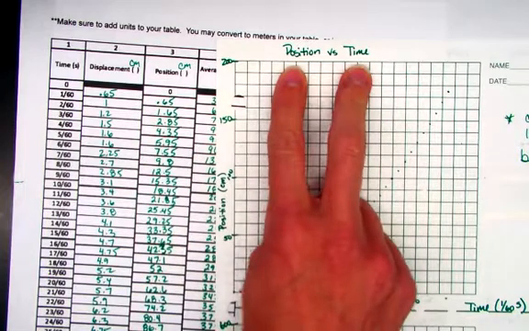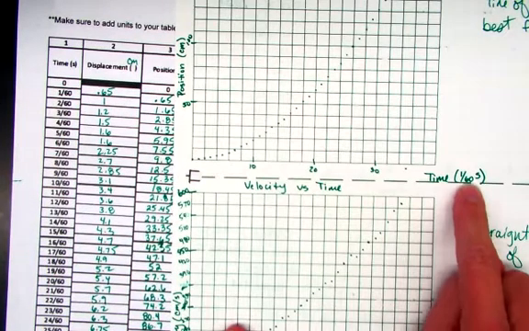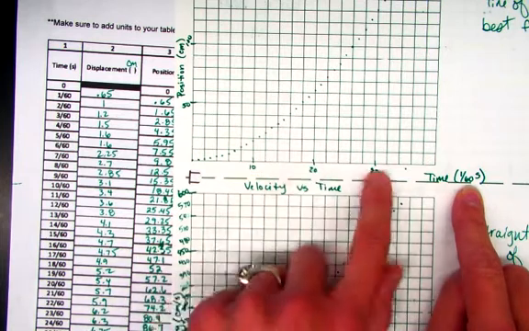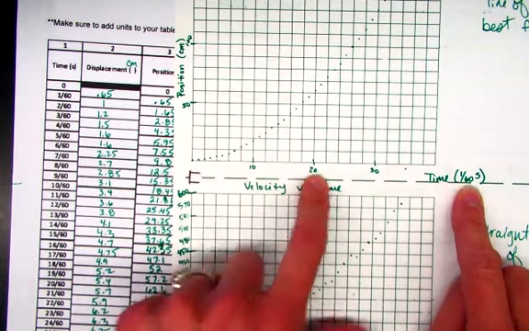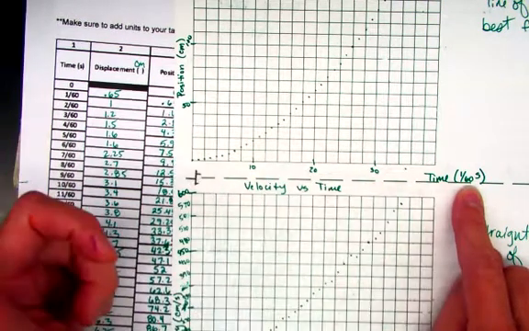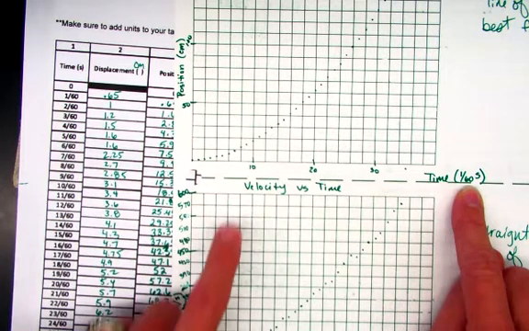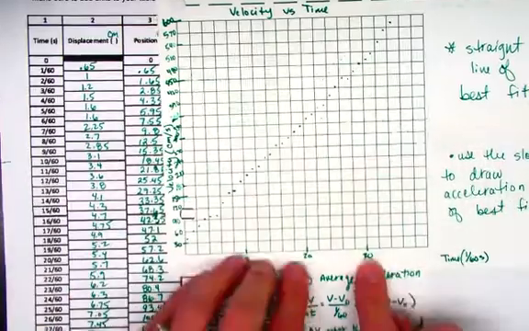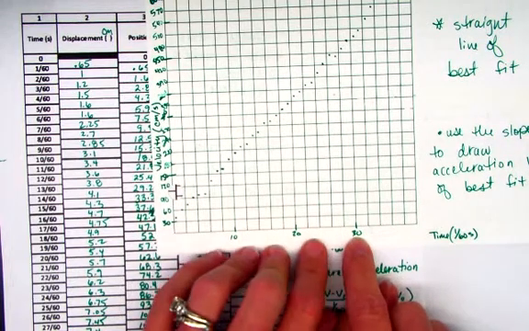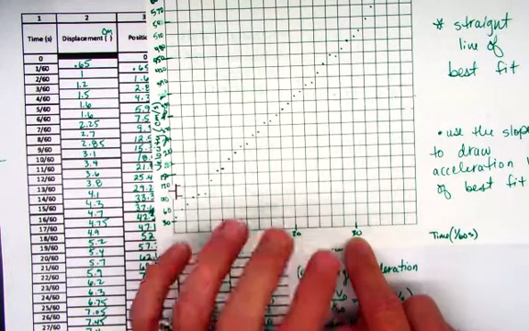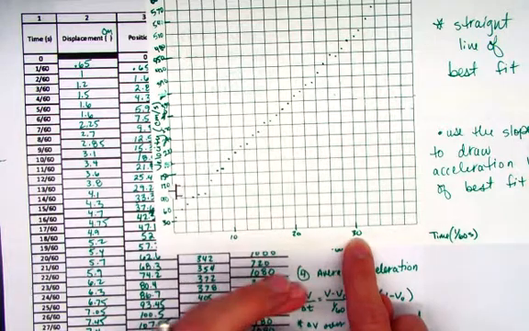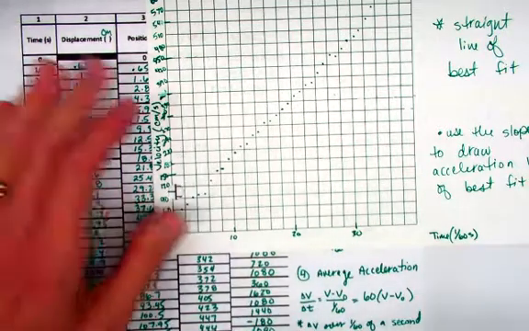So position versus time. The other thing too, I made time 1/60th of a second. That way I could just do 10, 20, 30 instead of 10 over 60, 20 over 60, 30 over 60. Does that make sense? So this isn't really 10. So when I'm down here and I'm finding my slope, this isn't 30. This is really 30/60. So this is really a half a second right here. Okay?